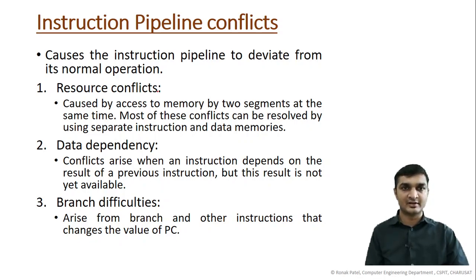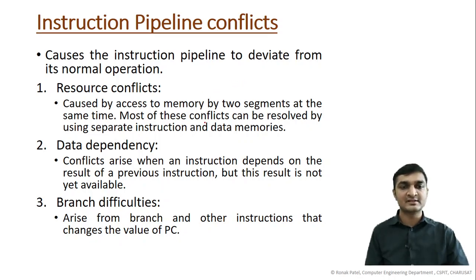Resource conflicts are caused by the access to memory by two segments at the same time. Suppose fetch instruction is accessing the memory to get the instruction, and the fetch operand phase is also accessing the memory to get the operand. So this is a conflict, right? Only one segment will get the access to memory.